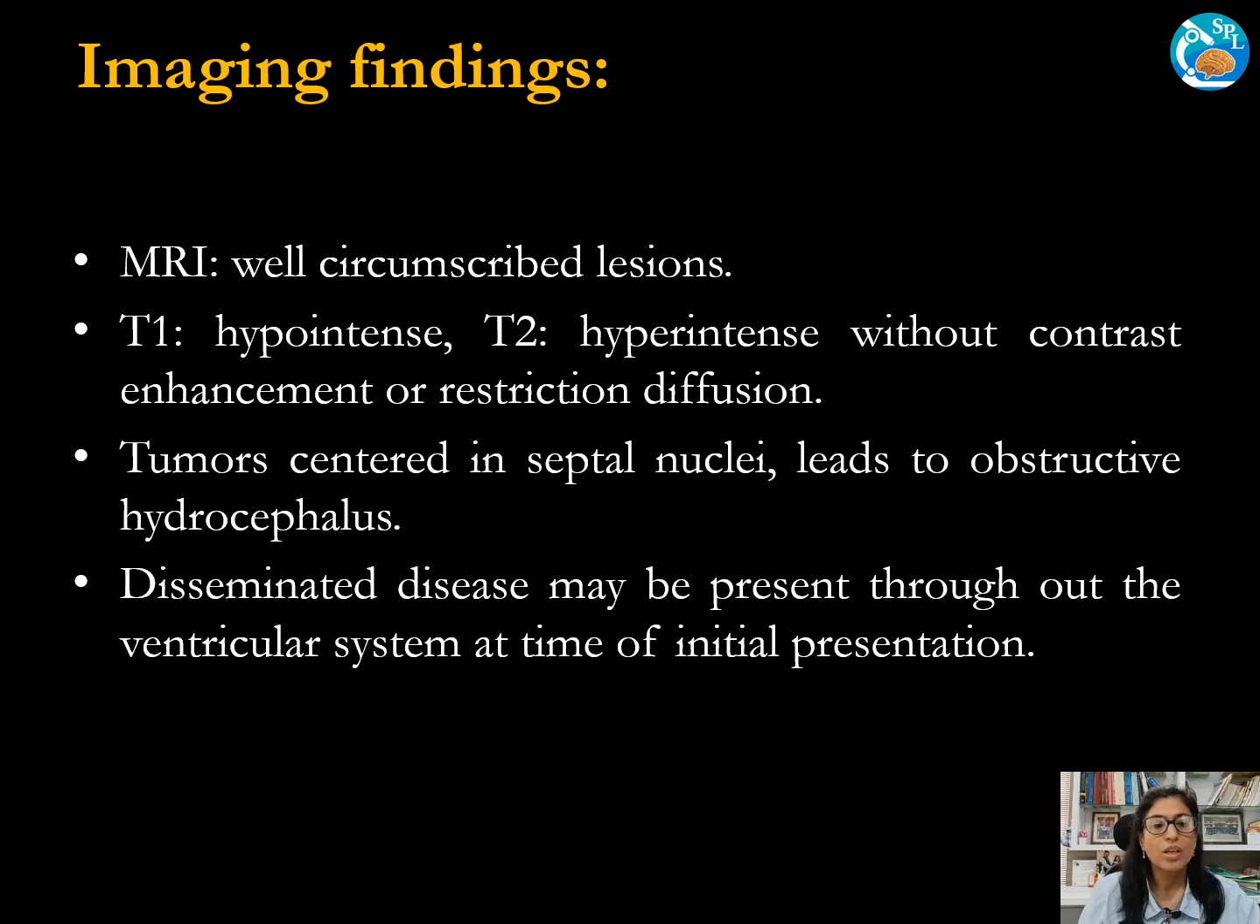Imaging findings. On MRI, these are well circumscribed lesions which are hypointense on T1 weighted images, and on T2 these appear as hyperintense without contrast enhancement or restriction of diffusion. The tumors which are epicentered in the septal nuclei lead to obstructive hydrocephalus. Disseminated disease may be present throughout the ventricular system at the time of initial presentation.